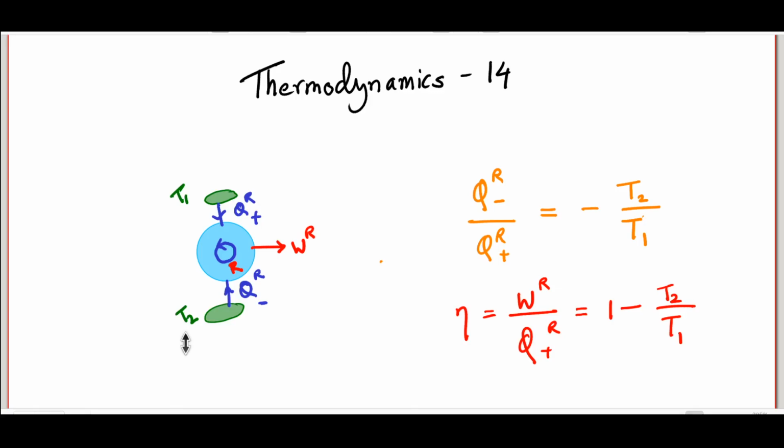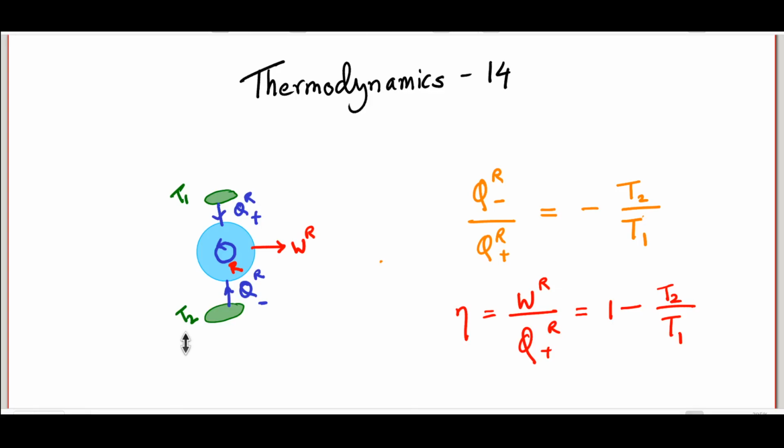So Q minus by Q plus works out to be minus T2 by T1, where T2 and T1 are the absolute temperatures of the two reservoirs. And this immediately told us that the efficiency of this reversible engine, the work done by it divided by the heat taken in Q plus, is given by 1 plus Q minus by Q plus, and therefore it is 1 minus T2 by T1.